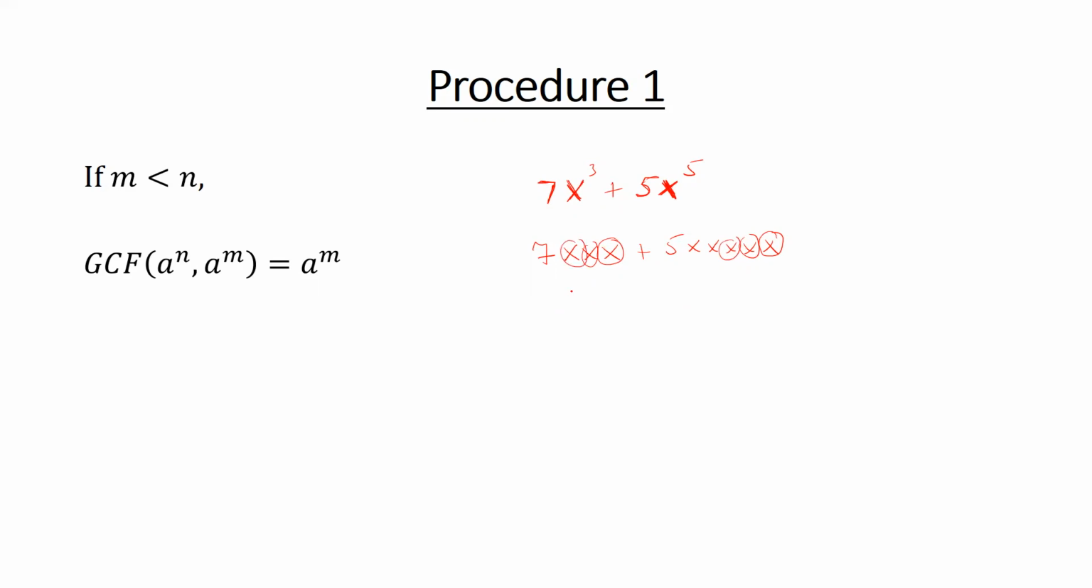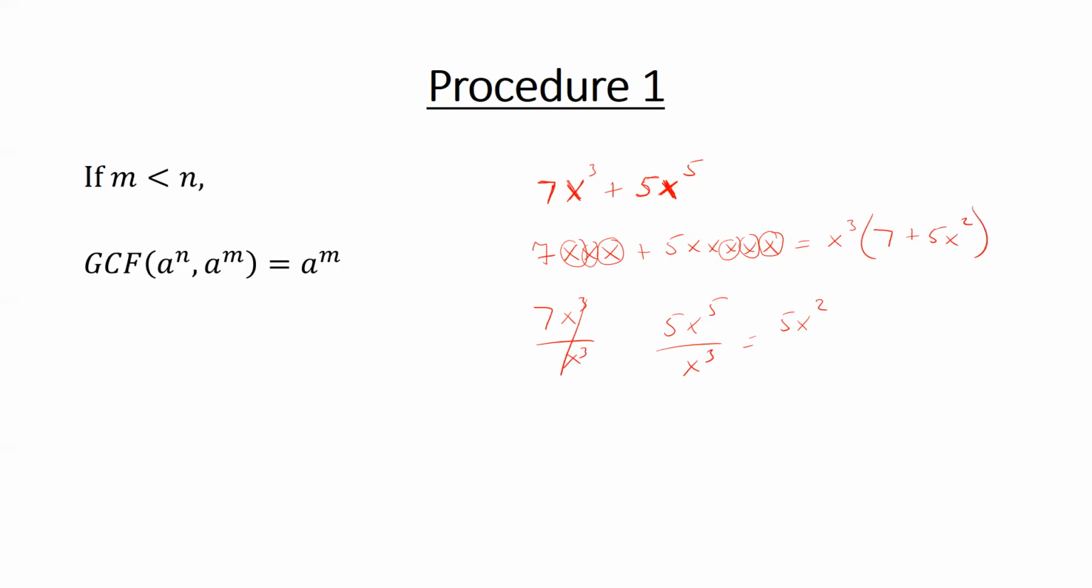In other words, the common factor is x to the 3rd power, x times x times x. And we can finish the problem by saying that 7x cubed divided by x cubed is just 7, while 5x to the 5th divided by x cubed, remember when we divide we subtract the exponents, is 5x to the power of 2. 5 minus 3 is 2.